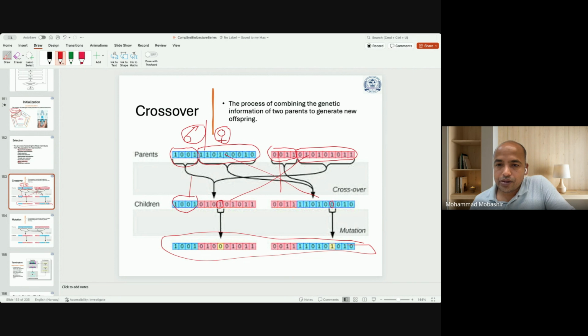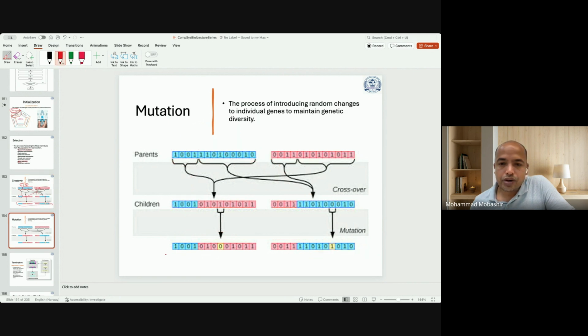And this is 00 in the original chromosome. But in the new chromosome, 1 will be converted to 0 and 0 is converted to 1. And that is what you could see in mutation. So this is another step of genetic algorithm. And this is very important.